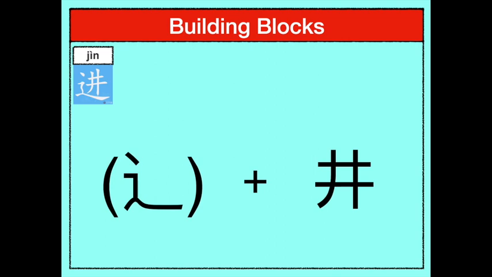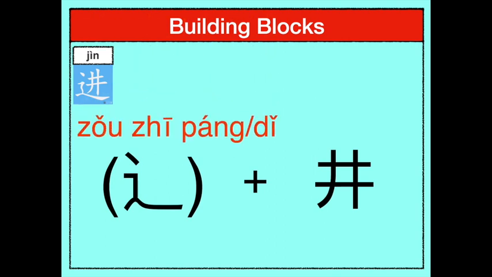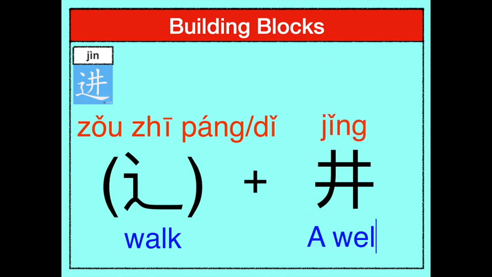The outside part is called 走之旁, or some people call it 走之底. It means walk. The inside part is called 井, means a well. So it looks like the hashtag in English. Please pay attention. The radical here is only used as radical, meaning it's not a word itself. It must be part of a word.